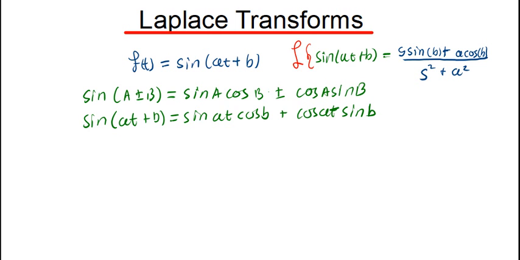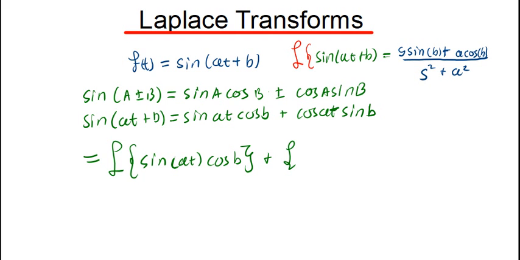So now what we have to remember is that we're just looking for the Laplace transform of this one, and remember the linearity property. Remember that the Laplace transform is linear. So I can write this as looking for the Laplace transform of sine at cos b, plus the Laplace transform of cos at multiplied by sine b.